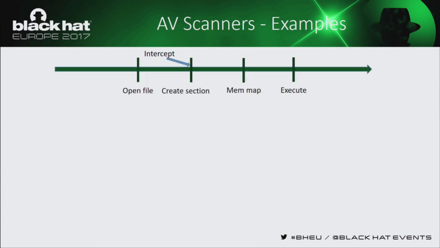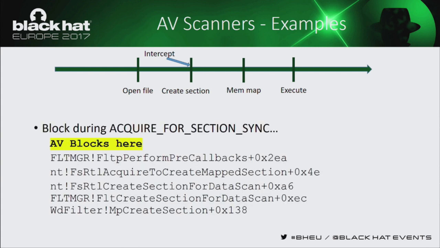The second example is the section creation. In this specific example, we can see that Windows Defender tries to create a section to scan the file, while another AV vendor blocks it and tries to scan the file before the other scanner does it. And in this case, again, like in the previous case, the operation will be blocked until the file is scanned, and then it will be resumed depending on the content of the file. If it's found malicious, it will be blocked.